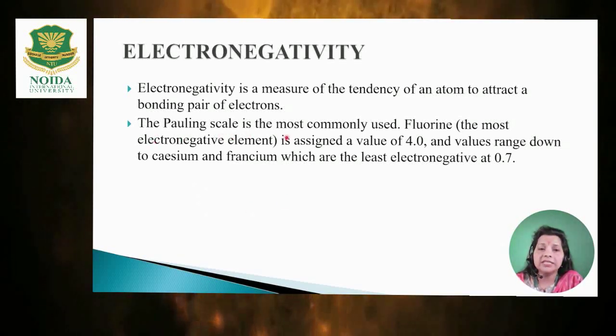Now the Pauling scale is the most commonly used to check the electronegativity, and as per that, fluorine is the most electronegative atom, with a value of 4.0, and the values range down to cesium and francium, which are the least electronegative, with a value of 0.7.